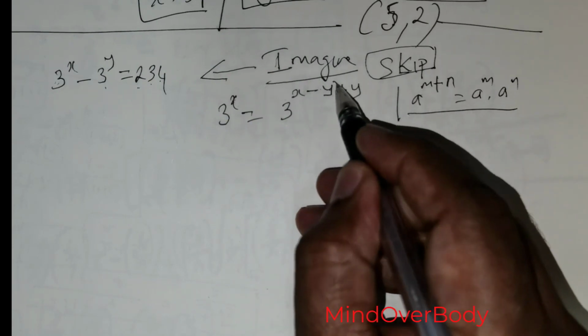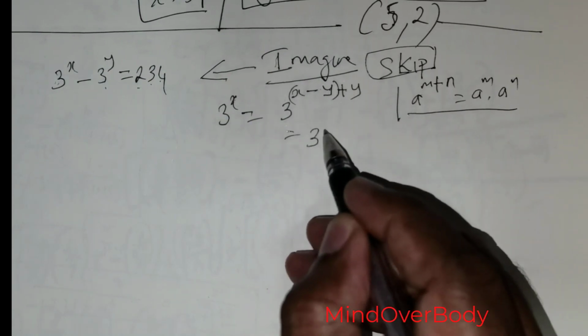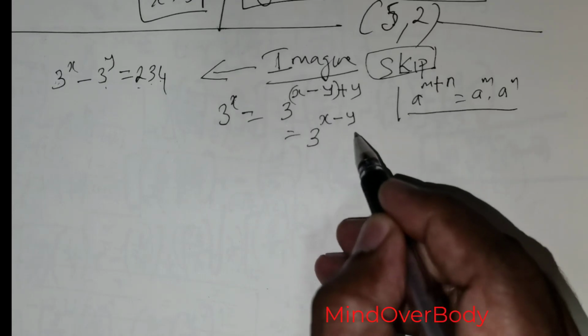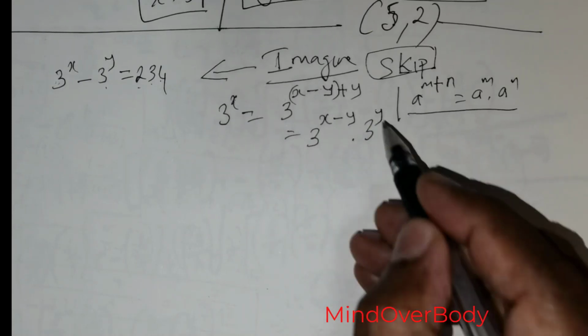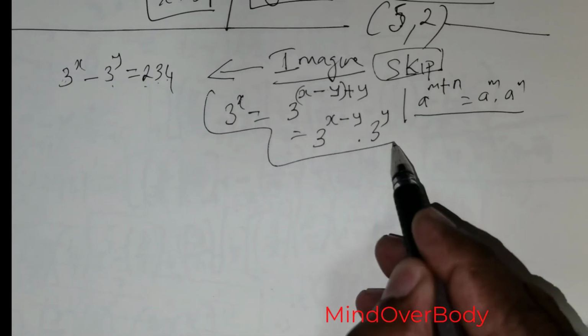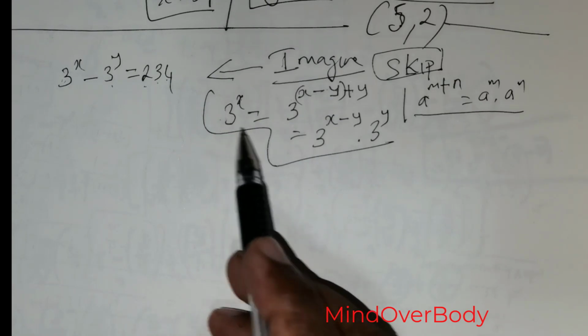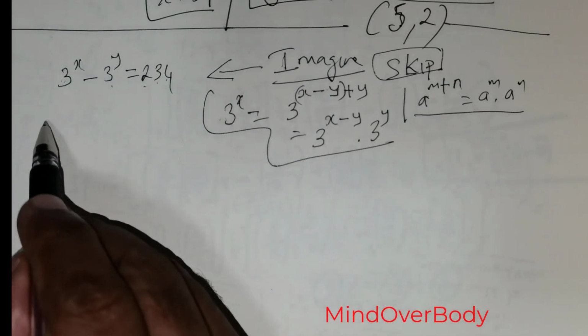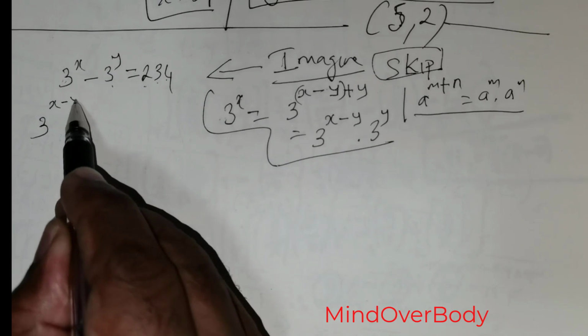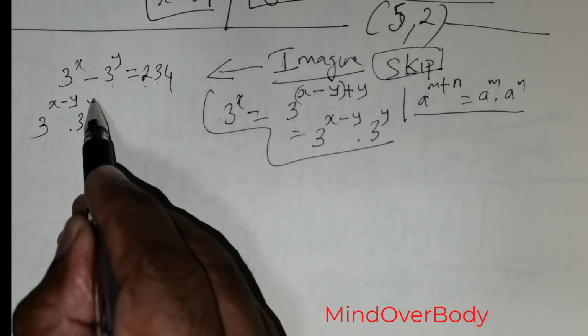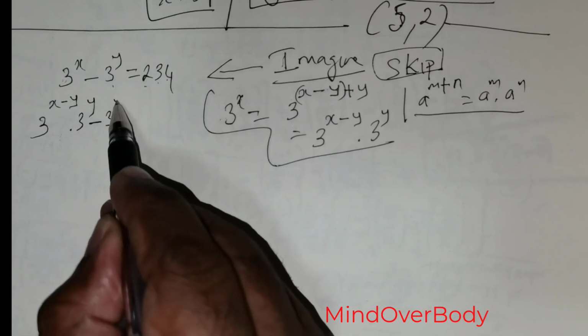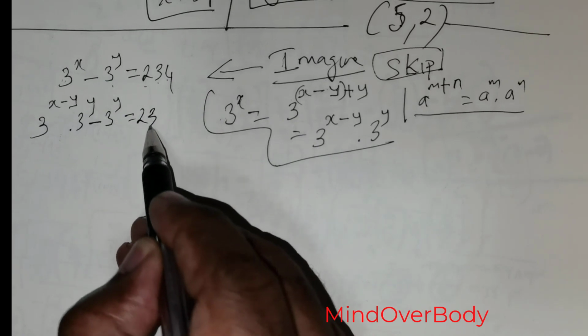So I'm going to club these two together and rewrite this as 3 raised to the power of x − y times 3 raised to the power of y, and then I'm going to replace in place of 3 raised to the power of x this component. So this is going to be 3 raised to the power of x − y times 3 raised to the power of y, − 3 raised to the power of y is equal to 234.